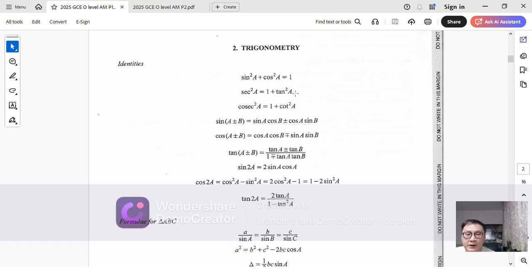Why are they called Pythagorean? Because sine squared theta, or sine squared a plus cosine squared a equals 1, is derived from the right angle triangle using your Pythagoras theorem. That's why it's called Pythagorean identity.